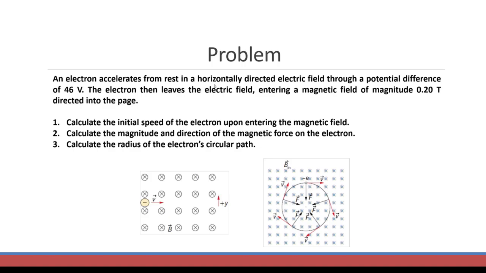So let's look at a problem. An electron accelerates from rest in a horizontally directed electric field through a potential difference of 46 volts, delta V. The electron then leaves the electric field, entering a magnetic field of magnitude 0.20 Tesla, B directed into the page. So part 1, calculate the initial speed of the electron upon entering the magnetic field. So this is going to be our v.